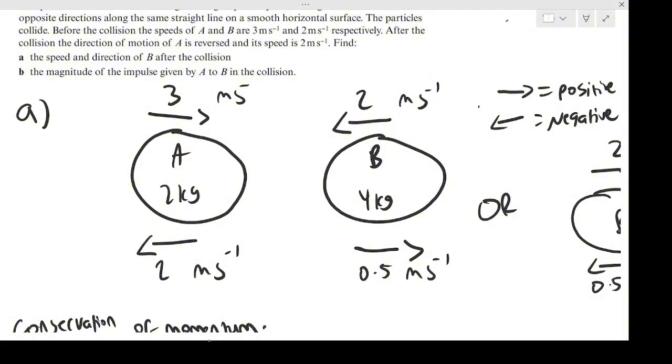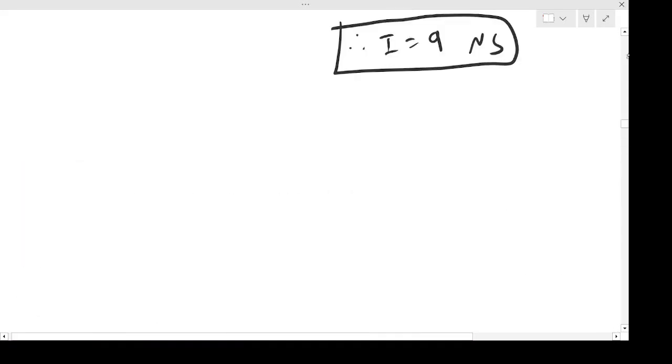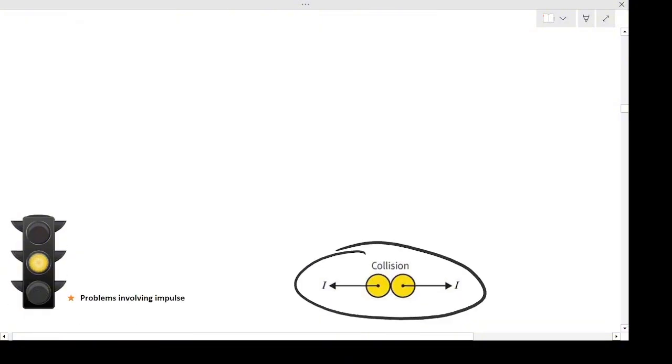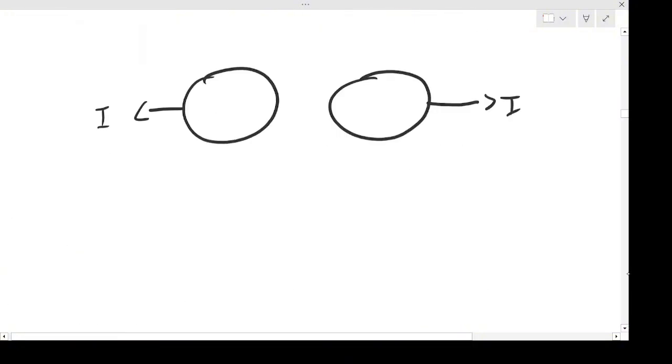Anyway, part B is asking now for the impulse. The impulse given by A to B. Now let's just ignore that little bit for a second. Where's the impulse going to act? Well, it's going to be like this diagram we've looked at here. It's the exact same sort of thing. That's where the impulses are going to act.